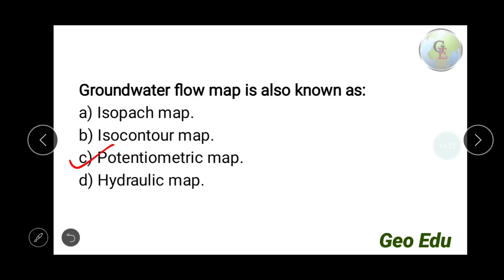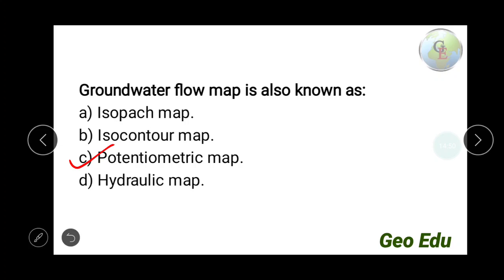And what is an isopac map? Isopac map illustrates the thickness of the sediment stratum. Where iso means similar, the map showing the similar thickness of stratum is known as isopac map. Isocontour map, the equal contour line, that is equal height.